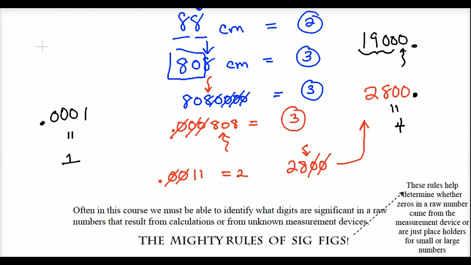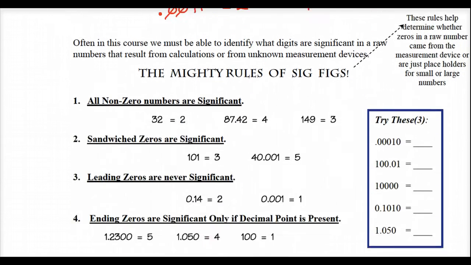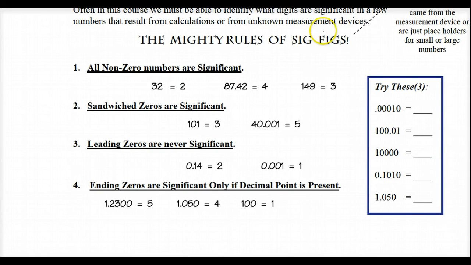And that's how it works. And here are some rules. But you can do this without the rules if you understand. Significant figures are numbers that come from measurement devices. These devices give us numbers. Sometimes they give us zeros, and those zeros will be significant if they're what? Sandwiched, okay? Or if there's a decimal point present, the ending zeros will count. The leading zeros never count because that is always trying to make a small number.